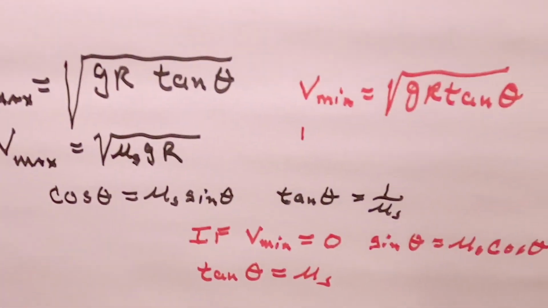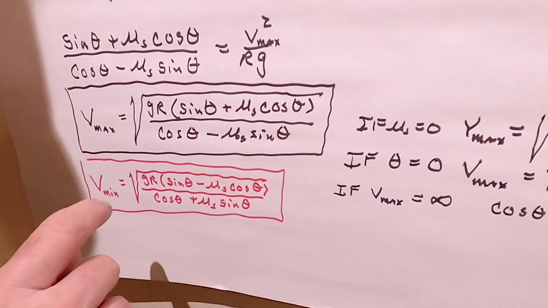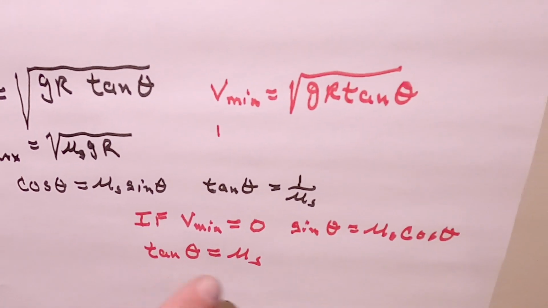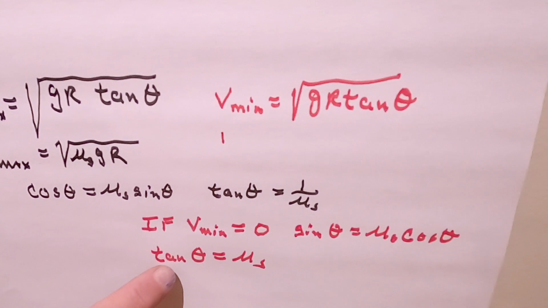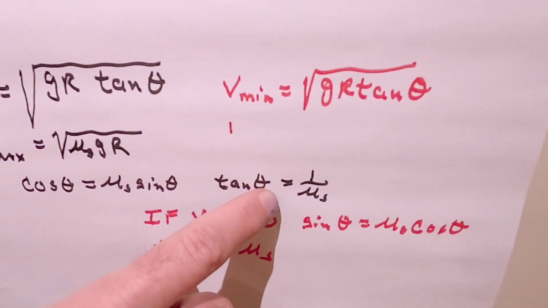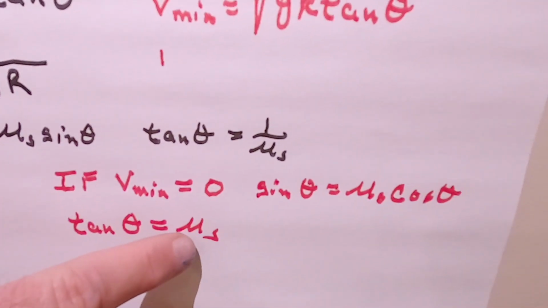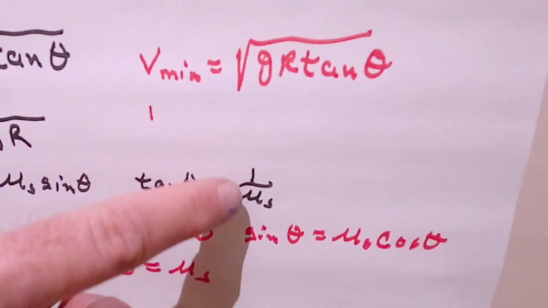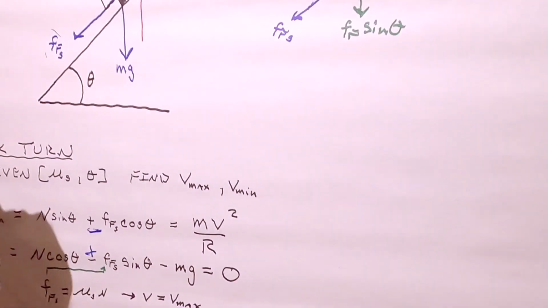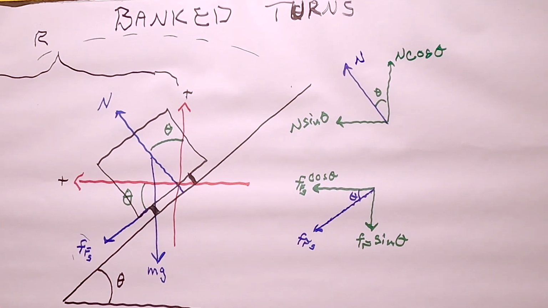So if we set the numerator equal to 0, sine theta equals mu_s cosine theta, that's what we're going to do right here. That's for Vmin equals 0. Then I just bring this down, and that gives me tangent theta equals mu_s. You notice this was for the maximum speed, and this was for the minimum speed right here. And so you notice if mu_s is equal to 1, they both become the same. And so if mu_s was 1 and this was at 45 degrees, you could go any speed from 0 to an infinite speed right there.